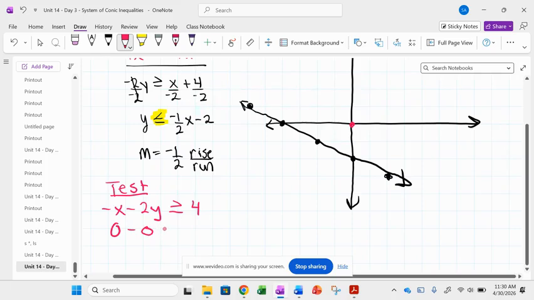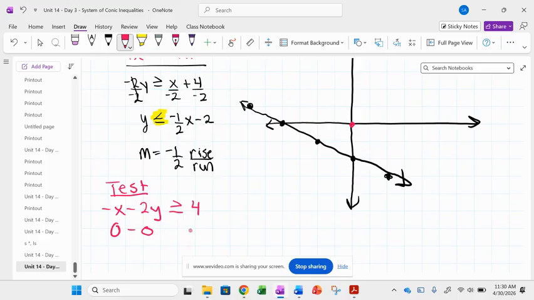And we're going to have, oh, what happened here? Oh, yeah. I went back to the original. 0 minus 0 is greater than or equal to 4. Is 0 greater than or equal to 4? No, this is not true. Since it's not true and the point 0, 0 was above the line, that means I'm not going to shade above the line. I'm going to shade the other direction, which is below the line.